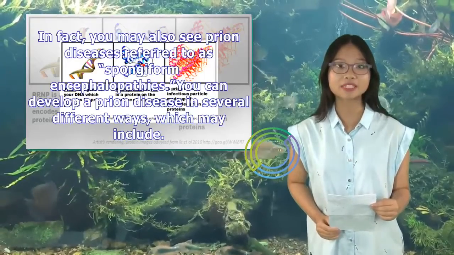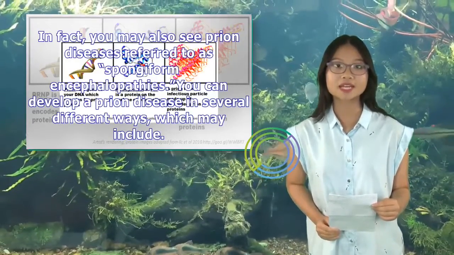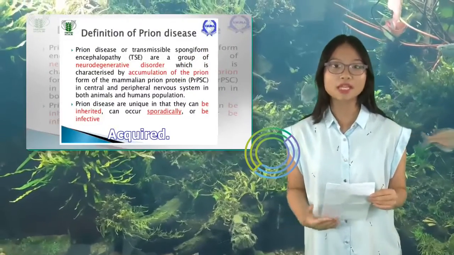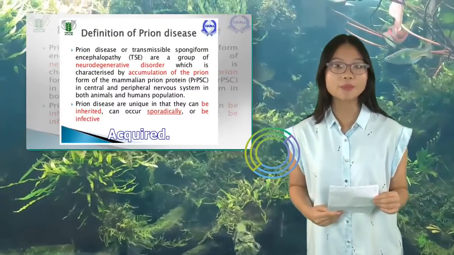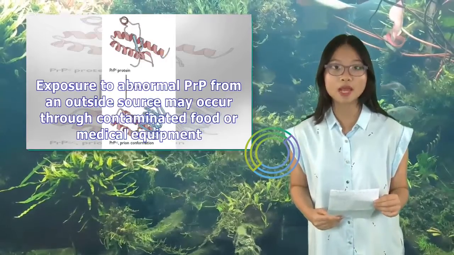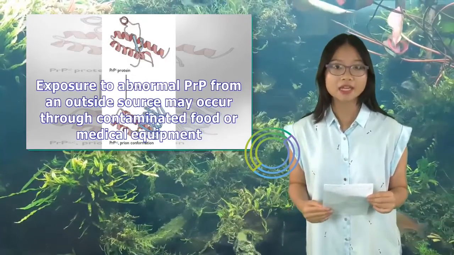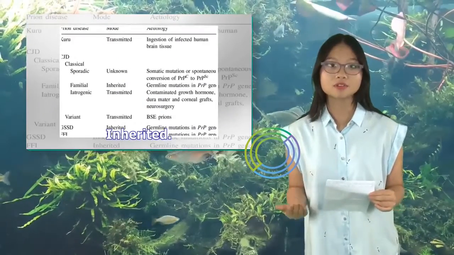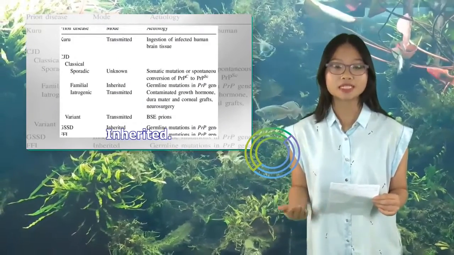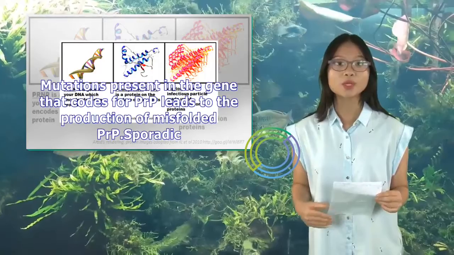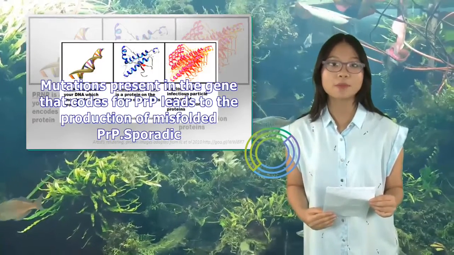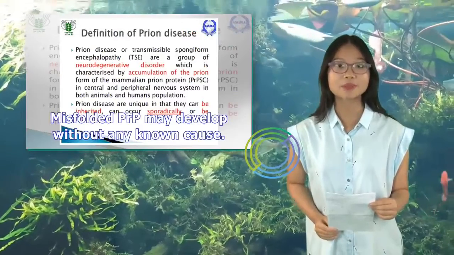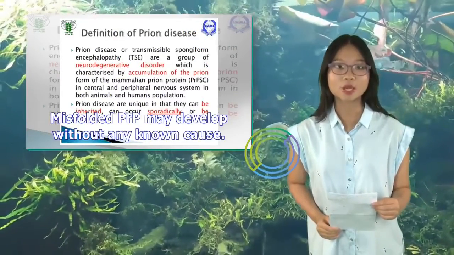You can develop a prion disease in several different ways, which may include: Acquired: exposure to abnormal PrP from an outside source may occur through contaminated food or medical equipment. Inherited: mutations present in the gene that codes for PrP lead to the production of misfolded PrP. Sporadic: misfolded PrP may develop without any known cause.